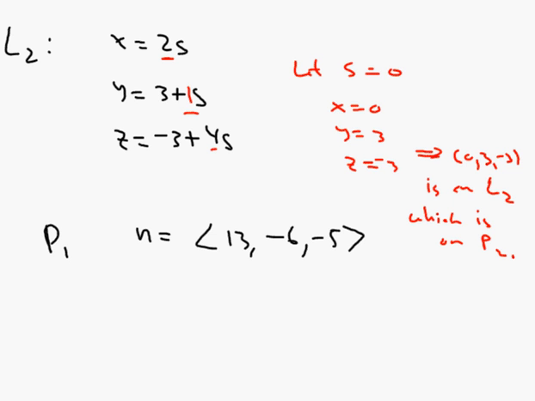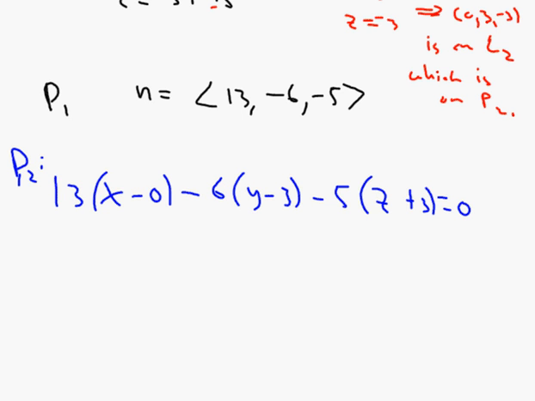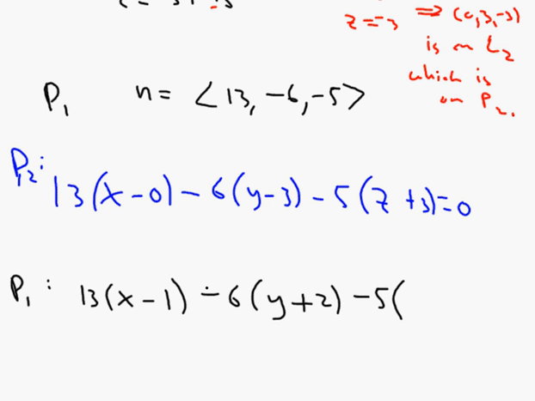The equation of plane 2 now has to be 13 times x minus 0, really. I'll write it just for now. Minus 6 times y minus 3, minus 5 times z minus negative 3, or z plus 3, has to equal 0. So now you have the equation of plane 2. All right, so there's plane 2. Plane 1 was the following. It was 13 times x minus 6 times y plus 2, minus 5 times z minus 4 equals 0. So there's plane 1.